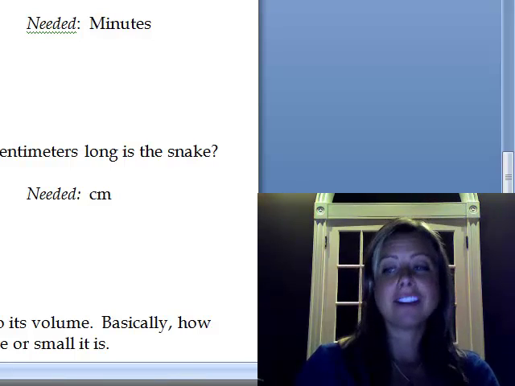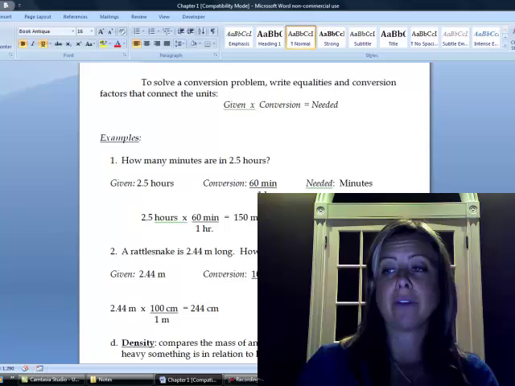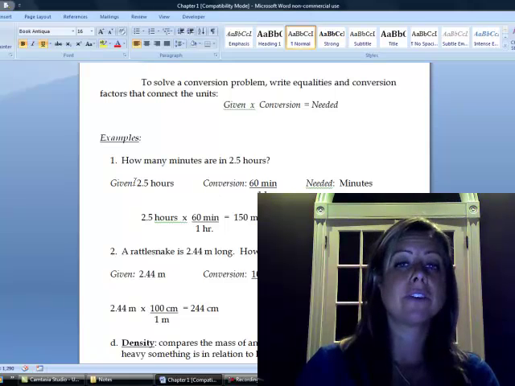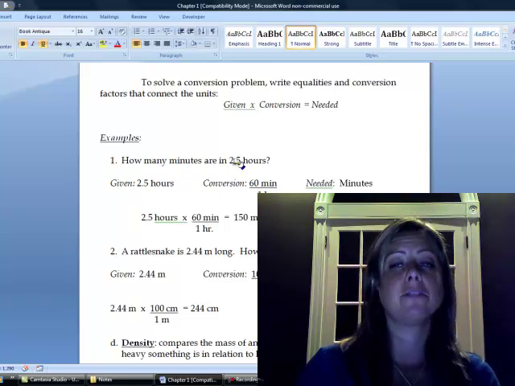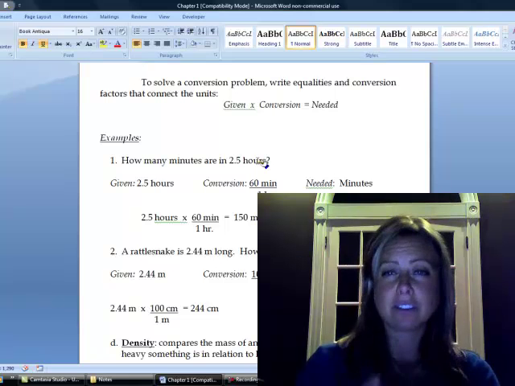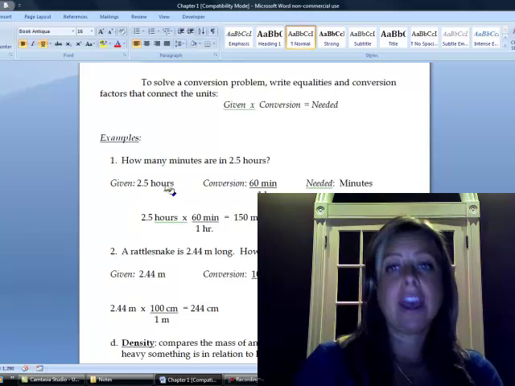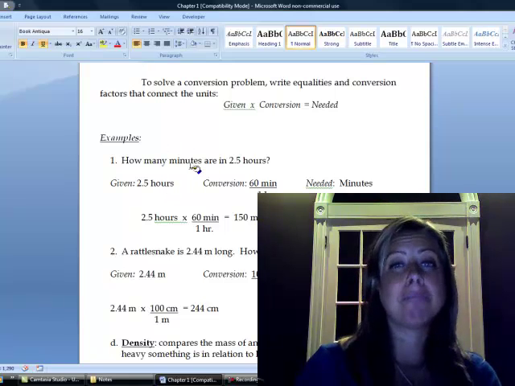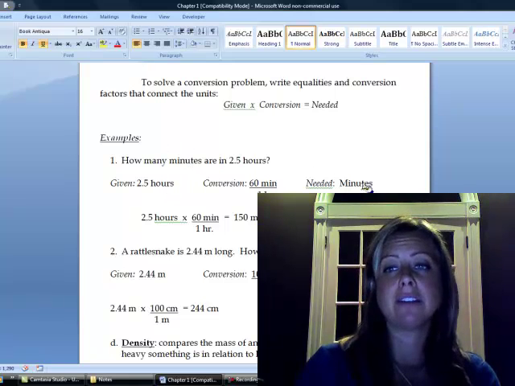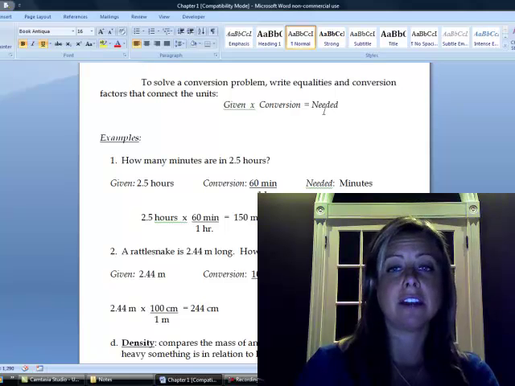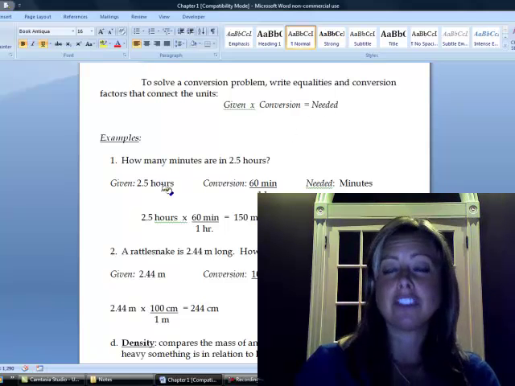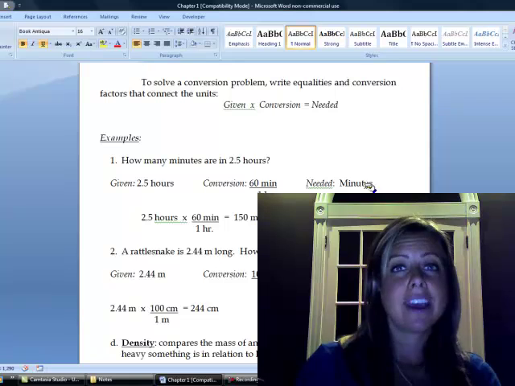So a lot of times you actually do this without thinking about it. So in this first one, you've got how many minutes are in 2.5 hours. Okay, so let's go through this whole thing. They've given us 2.5 hours, and we need to figure out how many minutes, right? So here's our needed is minutes. So if we look at this formula again, you're going to take the given times that conversion factor to give us our needed. So now we need to figure out the relationship between hours and minutes, and we know that there's 60 minutes in an hour.